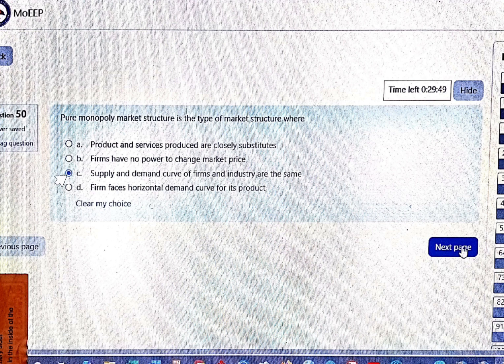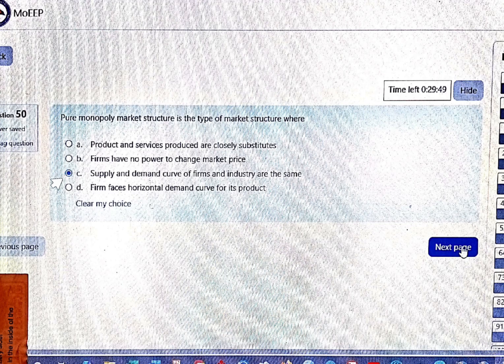Why? Because a pure monopoly market structure is characterized by a single firm producing the entire market output, with no close substitute for the product. The firm is a price maker, not a price taker. So the firm's demand curve is the same as the market demand curve. Because there is only one firm, the industry equals the firm. So the supply and demand relationships of the firm and industry coincide.